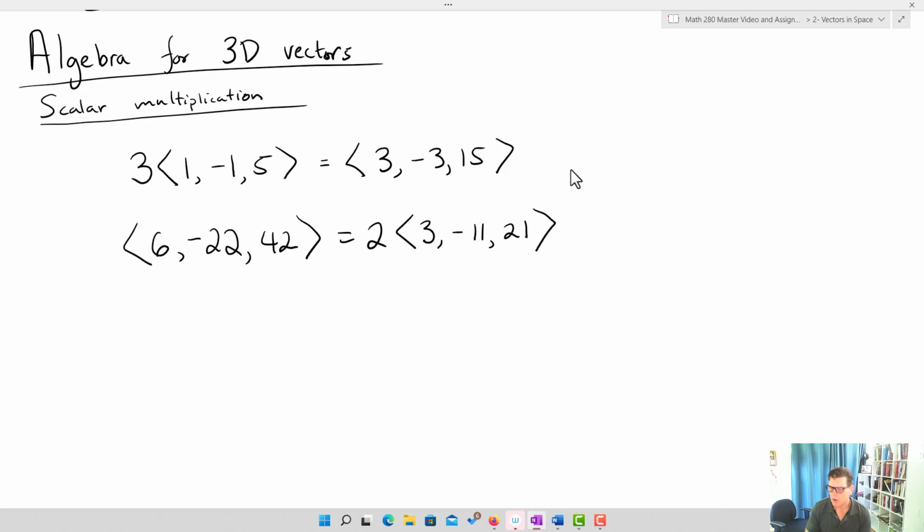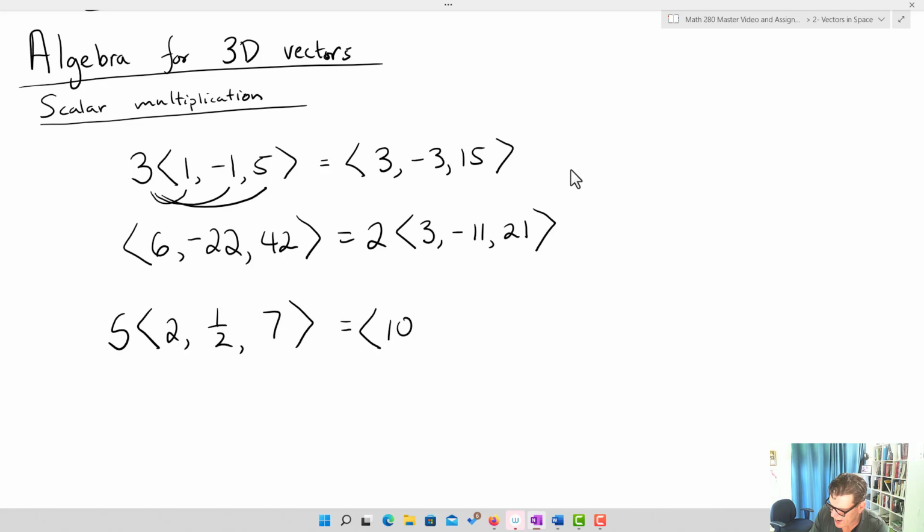Okay? So either we can distribute in by multiplying each term by the scalar, or we can also divide out and basically factor. All right? And this is going to be kind of handy when we do some other things too. Okay? So let's try it out. I've got 5, okay? And I've got 2, 1/2, and 7. Go ahead, pause for a second. Write it out. We should end up with 10, 5/2, and 35.